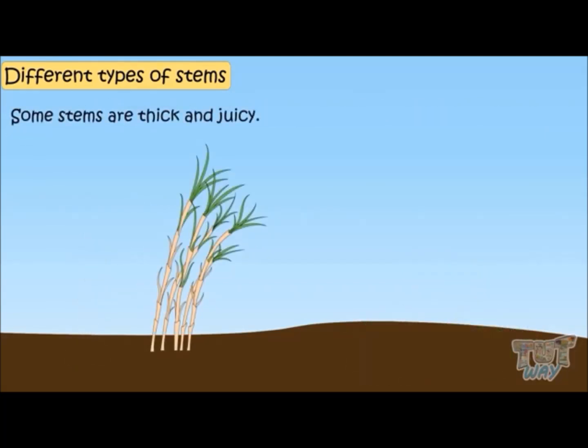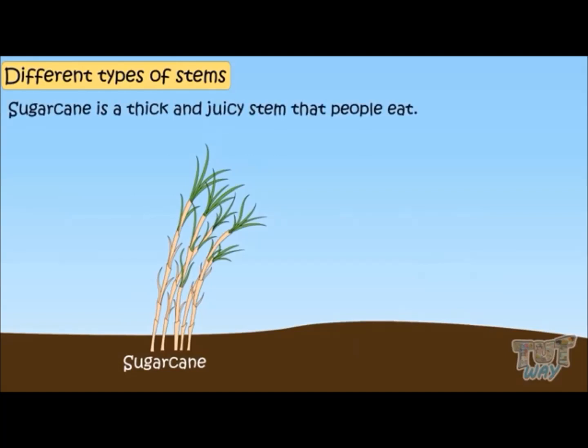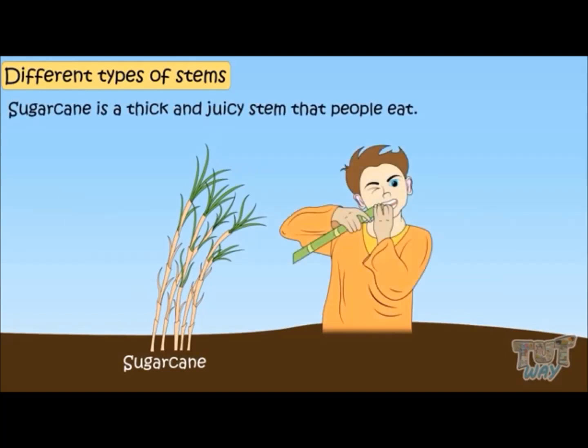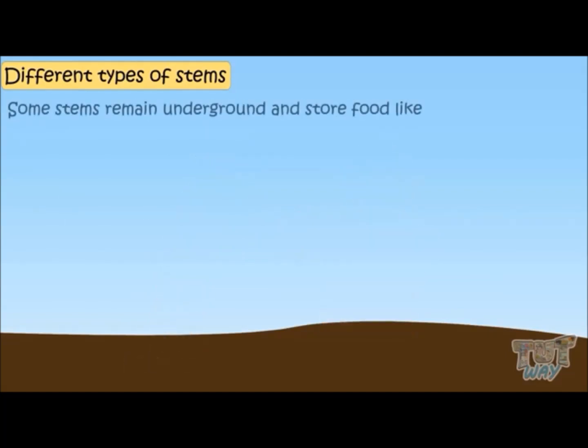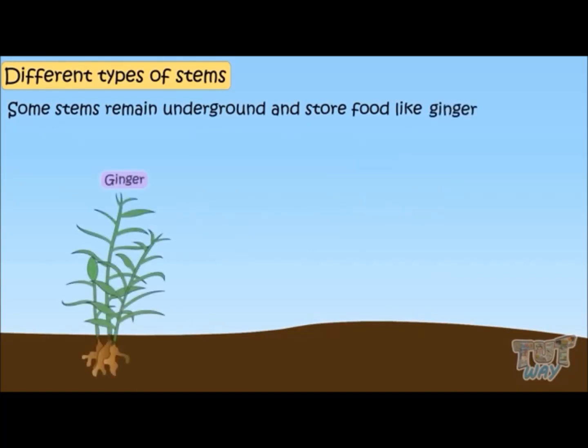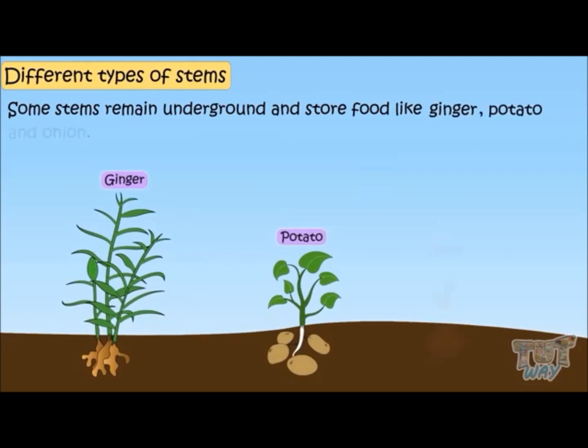Some stems are thick and juicy. For example, sugarcane is a thick and juicy stem that people eat. Some stems remain underground and store food, like ginger, potato, and onion. These are actually stems that we eat.